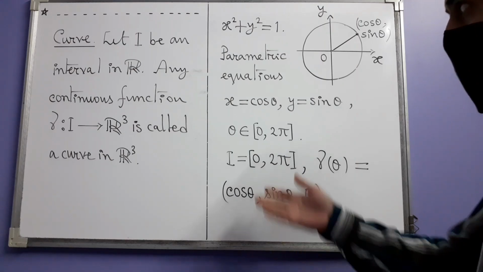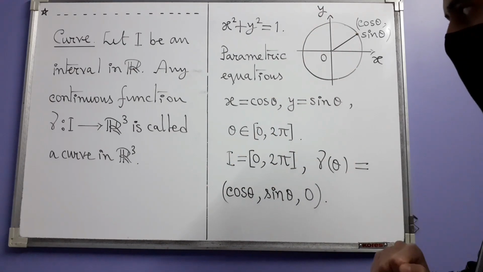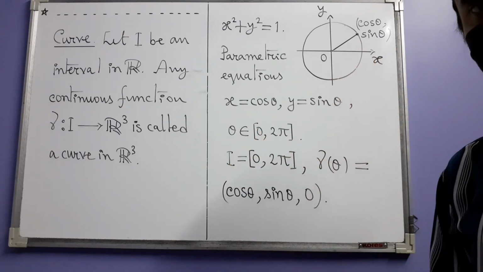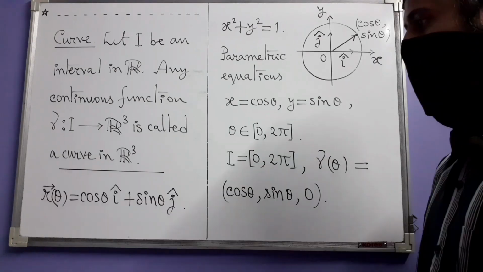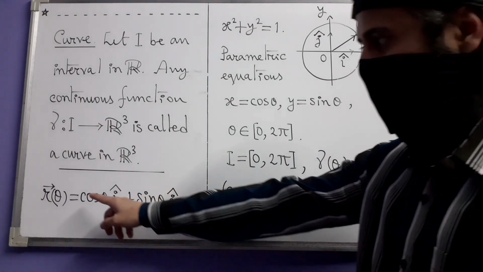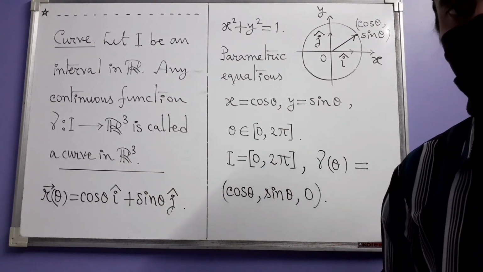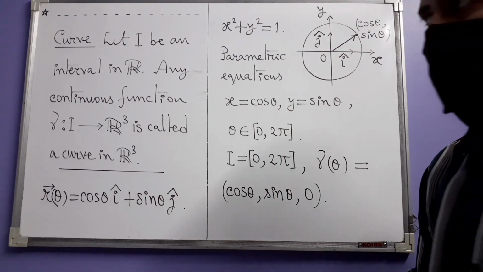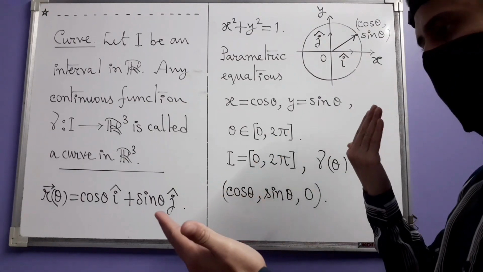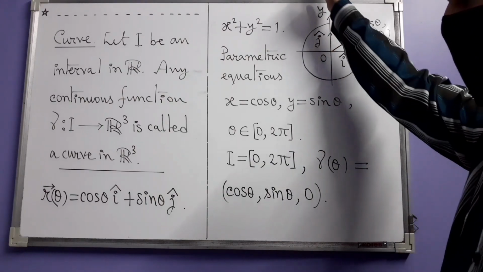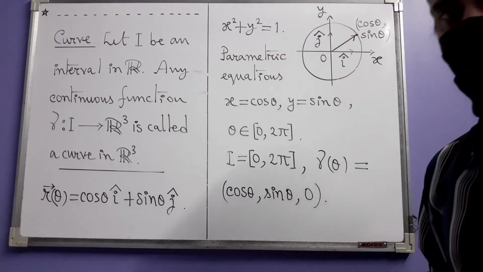Alright, but then what is r of theta? I mean, r of alpha means in this case alpha is theta, but where are vectors? We do not see any vectors there. Well, we do have vectors there. This is that vector function, r of theta, which is cos theta i hat plus sin theta j hat plus 0 k hat, if we want to consider that also, where i hat is the unit vector in the positive direction of x-axis, j hat is the unit vector in the positive direction of y-axis, and k hat is the unit vector in the positive direction of z-axis.